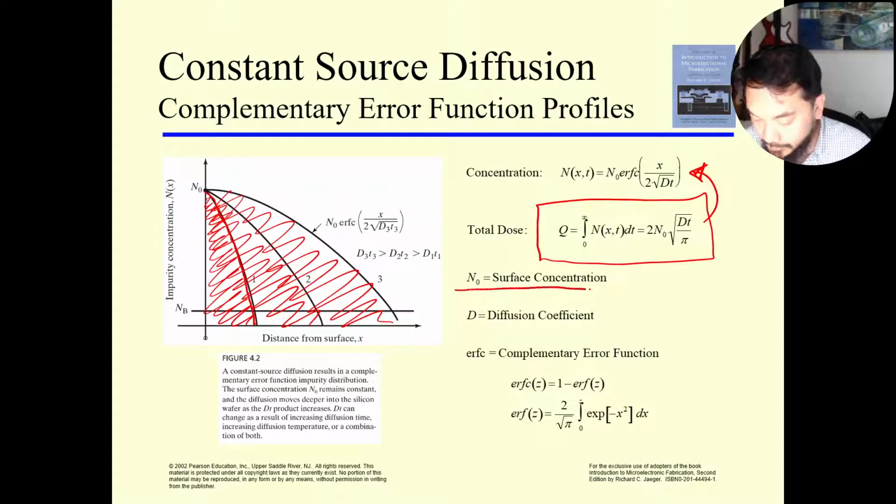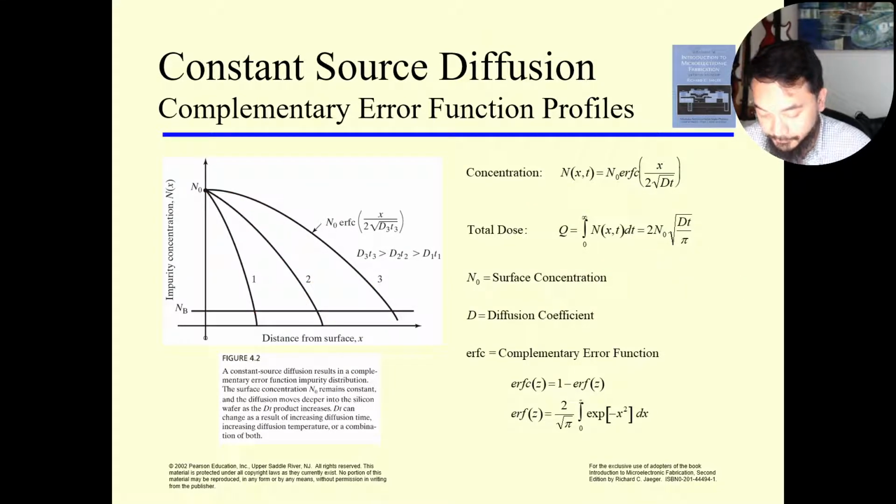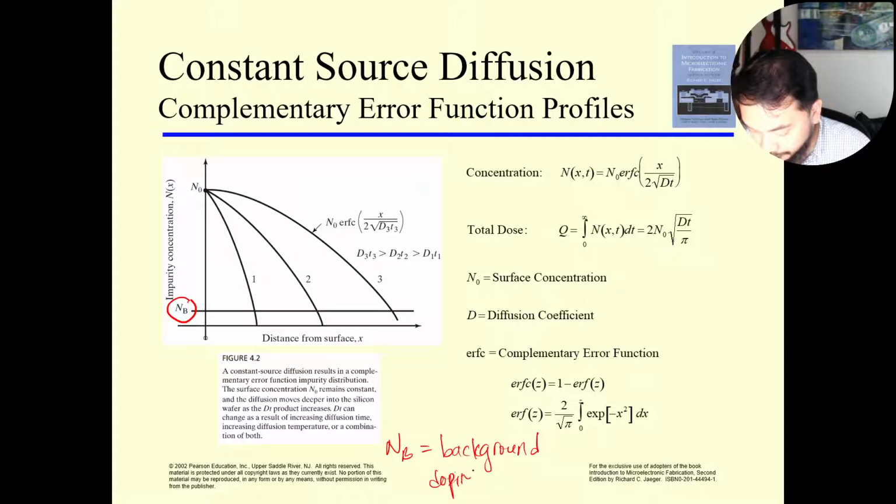So N naught is the surface concentration, and you make this constant, hence the name constant source diffusion. Now, what is NB? NB here is your background doping concentration.